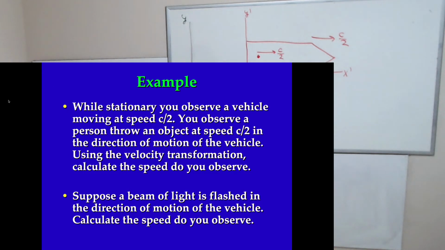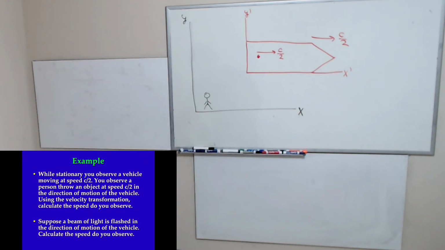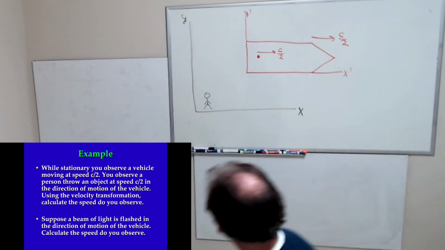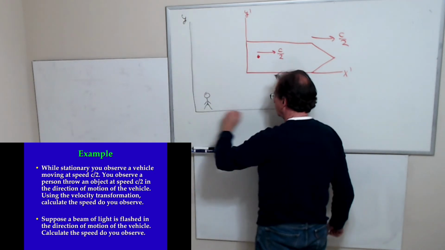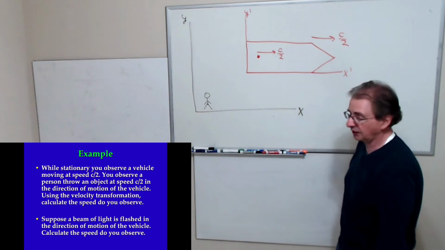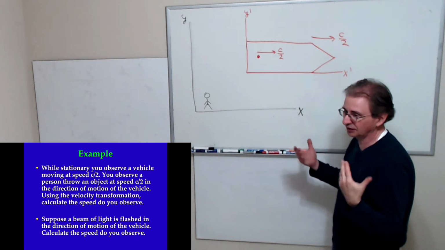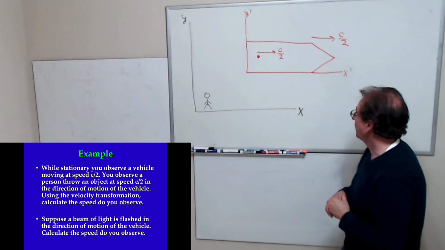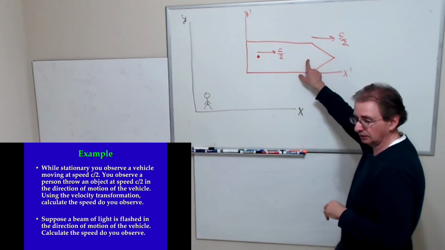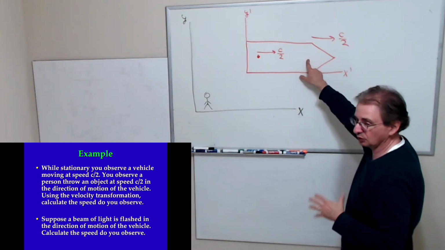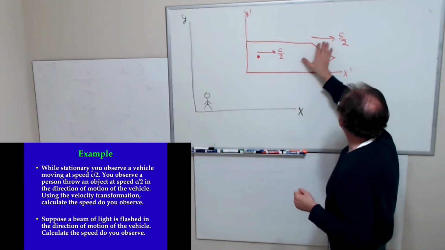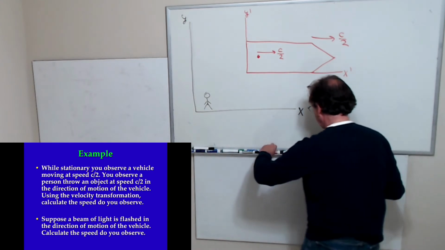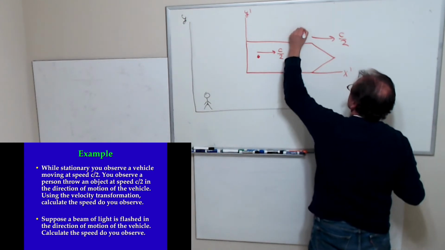So I drew a picture on the board of the system. So let me explain the picture. In this picture, I've drawn you, the observer, in the XY frame. This is the frame where we would call the lab frame. It's not moving. And this is the rocket, which is moving relative to us. We'll call that the prime frame. The rocket's moving at speed c over 2, and I'm going to denote that as v sub x.